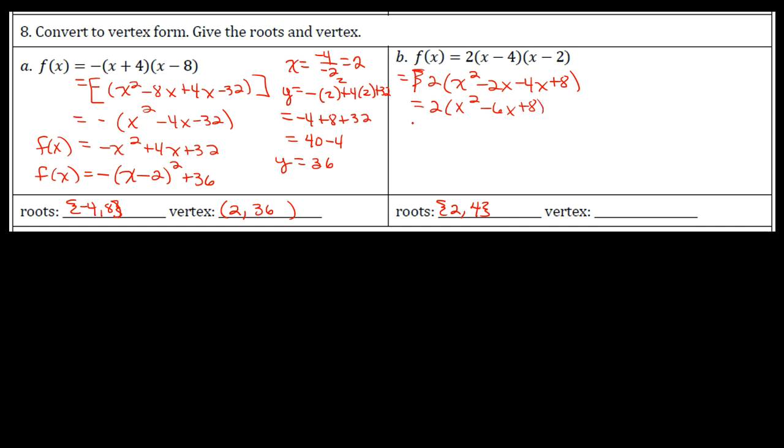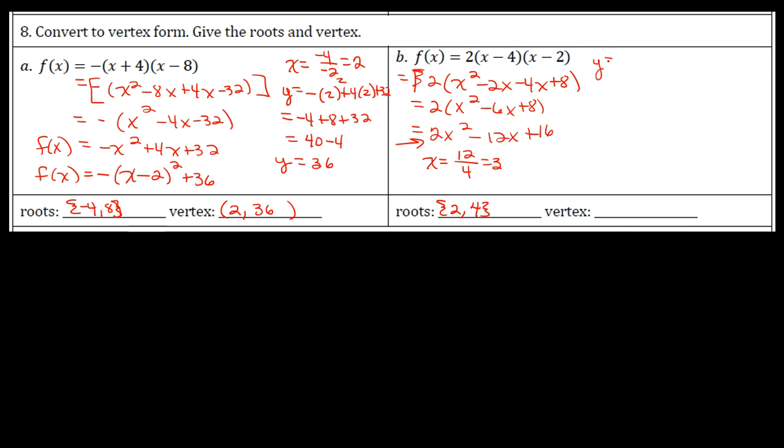And now we're going to collect like terms. And now we're going to distribute. So if it asks for standard form, you would be done, but we're not. It asks for a vertex. So let's find the x part of a vertex, negative b. So negative negative is positive over 2 times a. So my x value is 3.